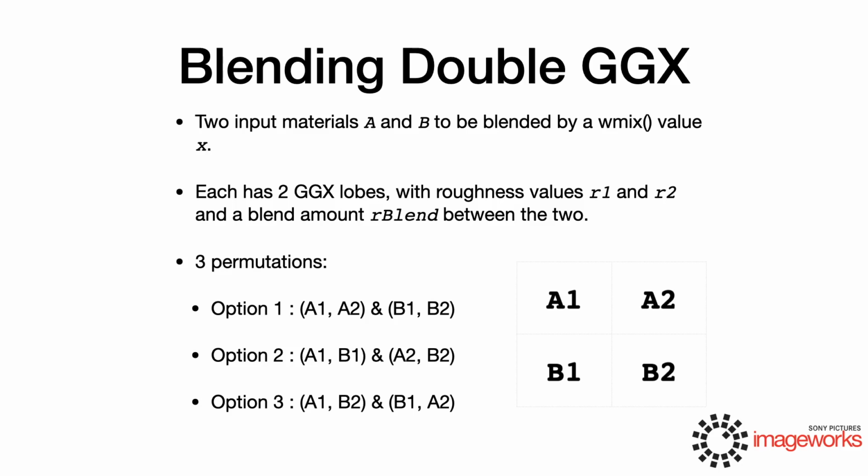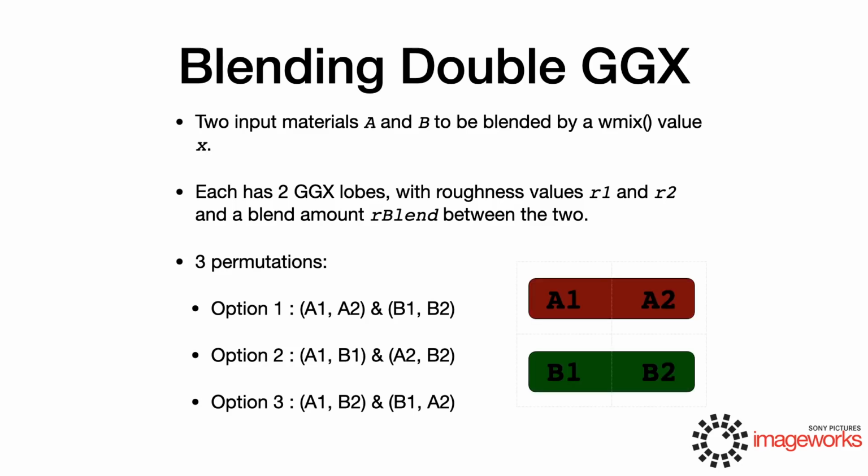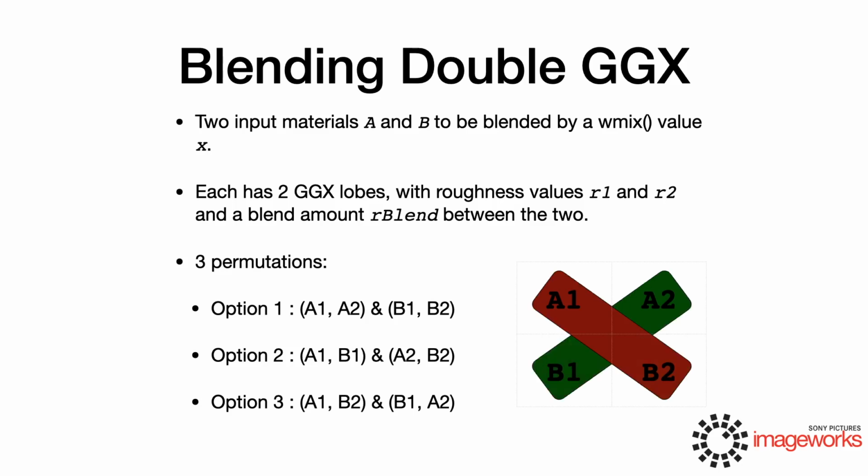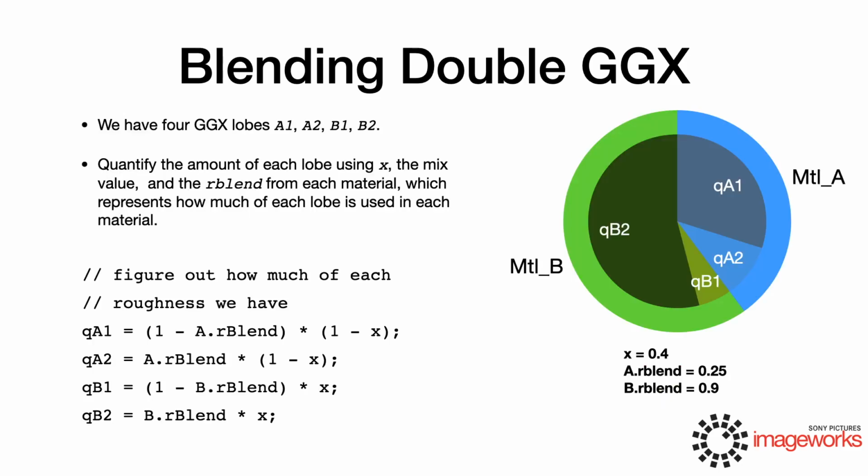There are 3 different ways we can pair up these 4 lobes to make 2 final lobes. Option 1, blending the 2 lobes from A to create the first output lobe, and then the 2 lobes from B to create the second output lobe. Option 2, blending the first lobes from A and B to create the first output lobe, and then the second lobes from A and B to create the second. And option 3, crossing both the lobes in the materials to create the output lobes. So now we have the options, we just need to pick which of these 3 combinations is best.